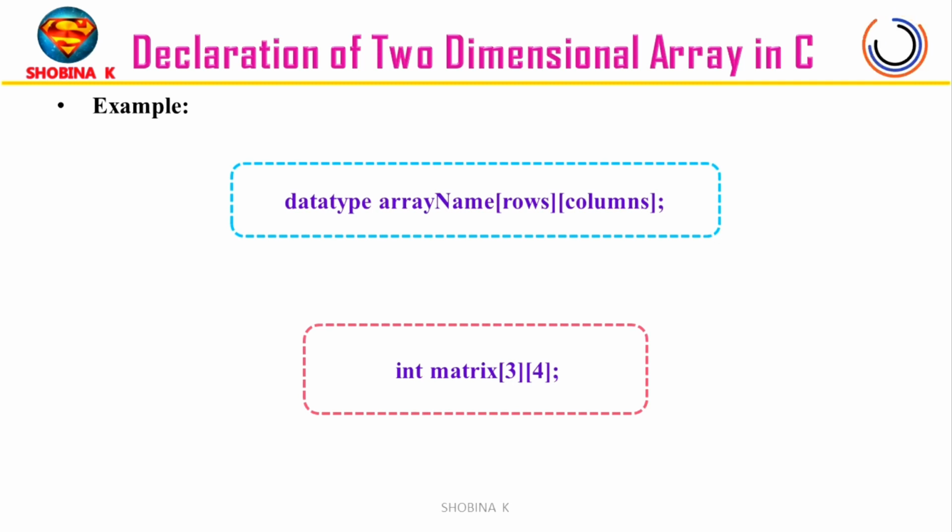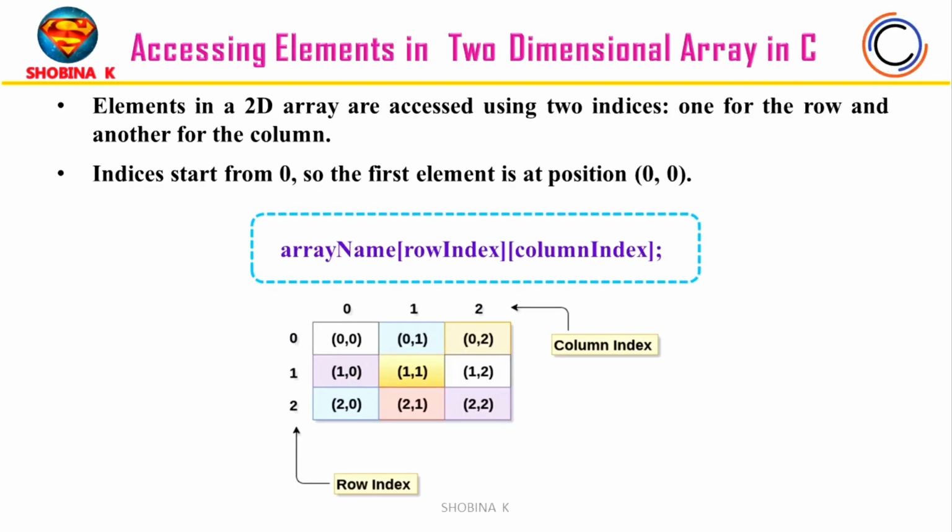3 and 4 inside the square brackets indicate the size of the array, which signifies that the array has 3 rows and 4 columns. So an array named matrix is a two-dimensional array that can hold a total of 3 times 4 equals 12 integer elements. As I mentioned earlier, elements in a two-dimensional array are accessed using two indices, one for row and another for column. Indices start from 0, so the first element is at position [0][0].